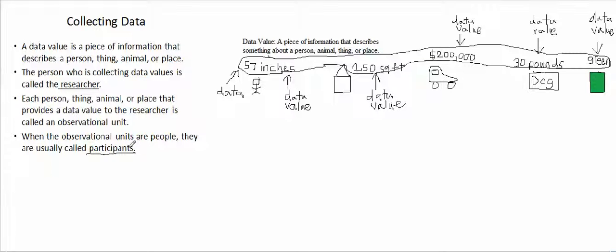So a participant is really a specific type of observational unit. The reason why people are called participants is because they're actually participating in your study when they provide you with data. They're actually helping you by actively participating in your study. Unlike a house, which wouldn't actually be participating. If I'm recording the square feet of different houses, the houses aren't actually participating. They're just being measured, or you could say that they're being observed, which is why you would just call them observational units.